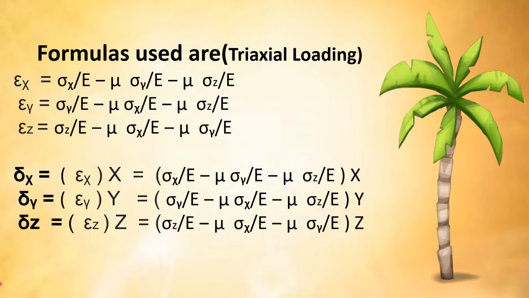into y. Similarly, change in z direction, delta z will be equal to epsilon z into z, which is equal to bracket open sigma z divided by E minus mu sigma x divided by E minus mu sigma y divided by E bracket close into z. Here while doing the calculation, we can take 1 upon E common and then do the calculations.